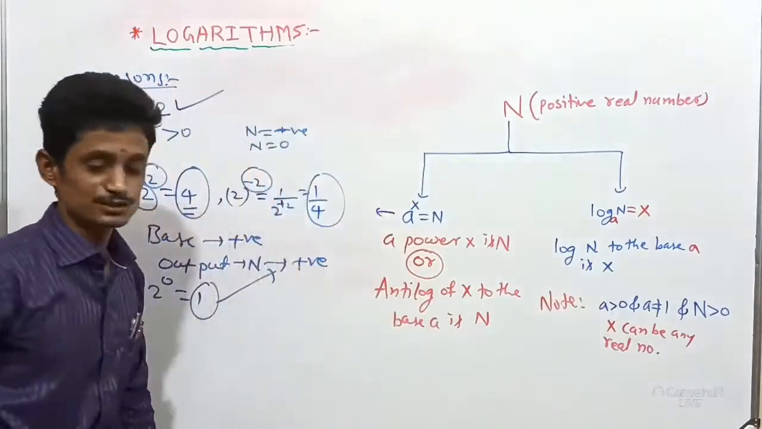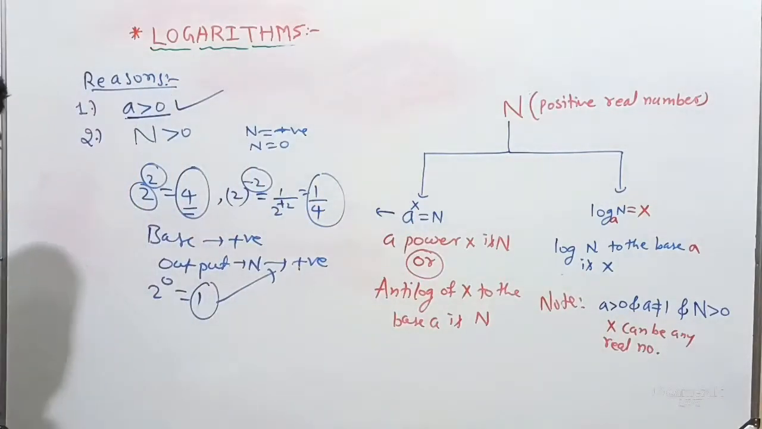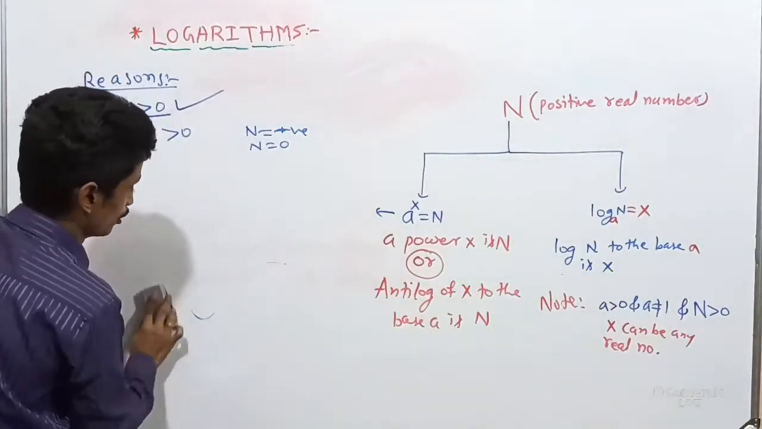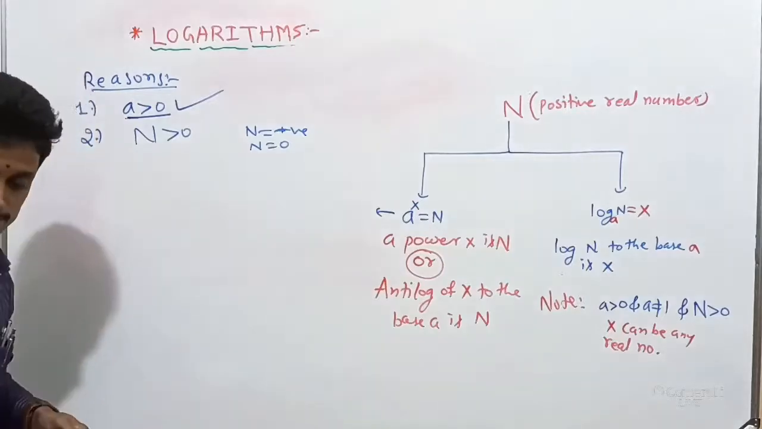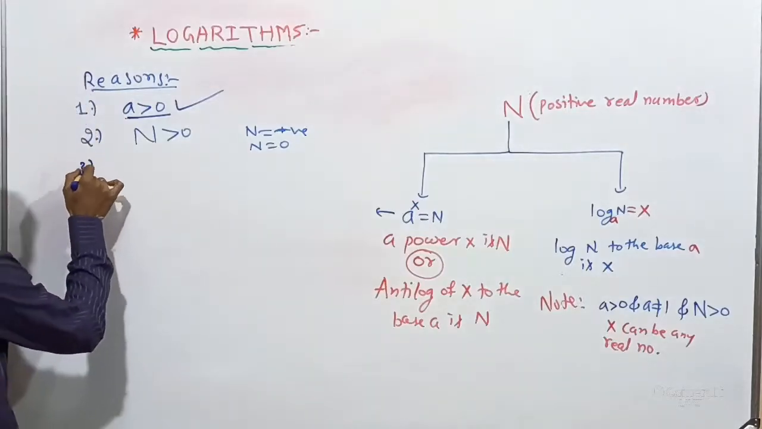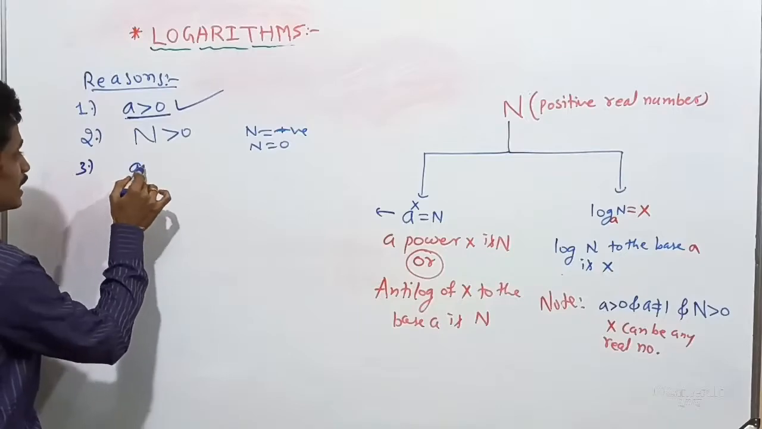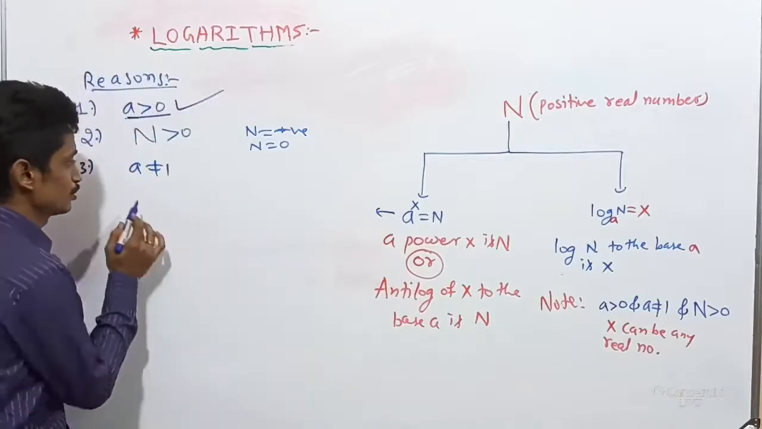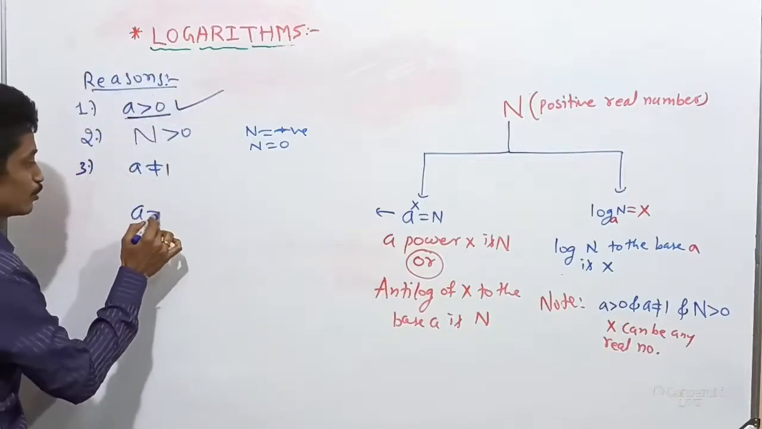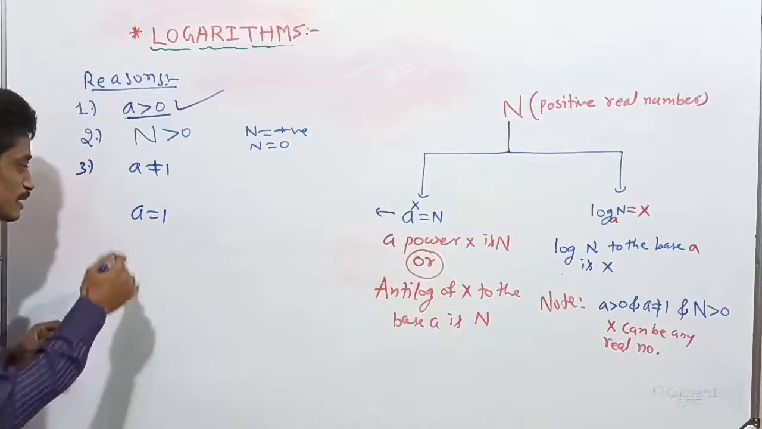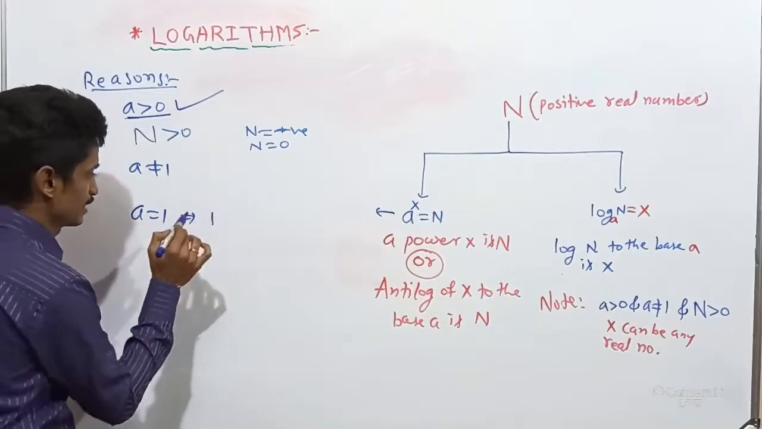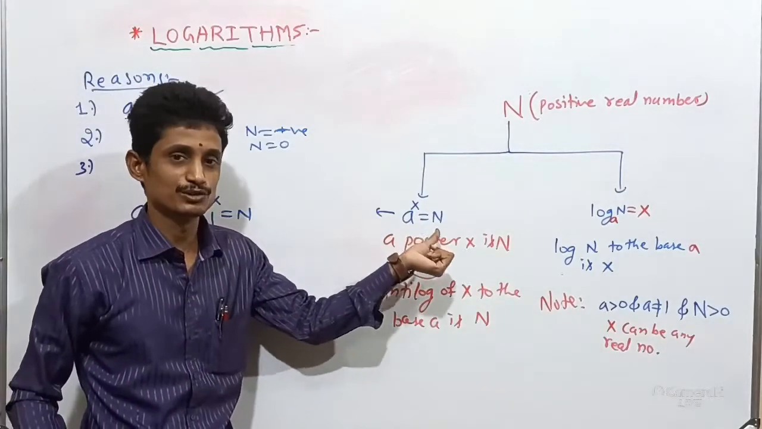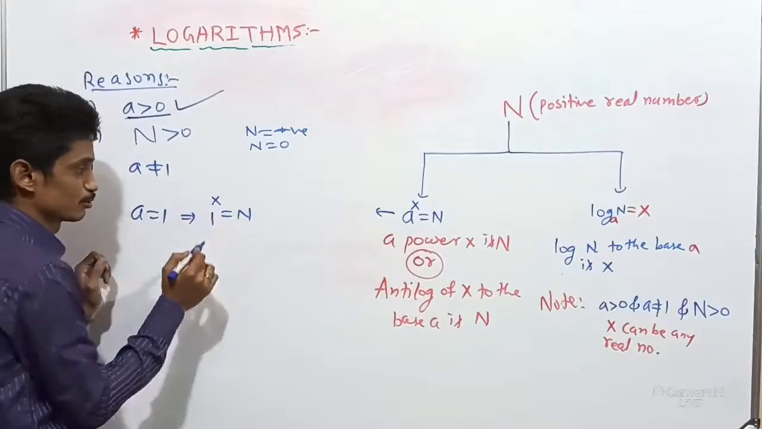Now come back to the third reason why a is not equal to 1. Third reason is why a is not equal to 1 in a^x = n. In case a is equal to 1, what will we get? I am assuming the base a equal to 1. Then the representation we get is 1 power x is equal to n, according to the definition.